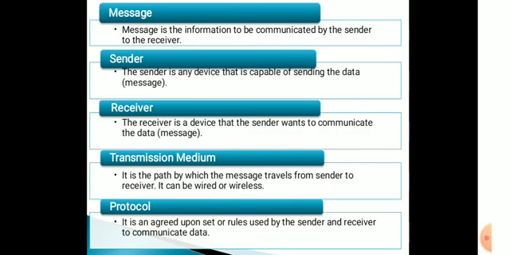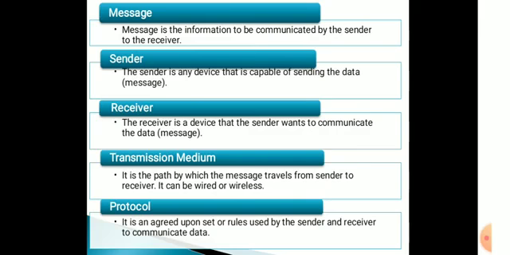In simple words, the message will be sent from the sender and the receiver will receive the message. That means the sender wants to communicate to the receiver. Then comes the transmission medium. It is the path by which the message travels from sender to receiver. It can be wire or wireless. As you know, the messages can be sent through a medium, so the medium can be referred to as wire or wireless. That is what is called the transmission medium.